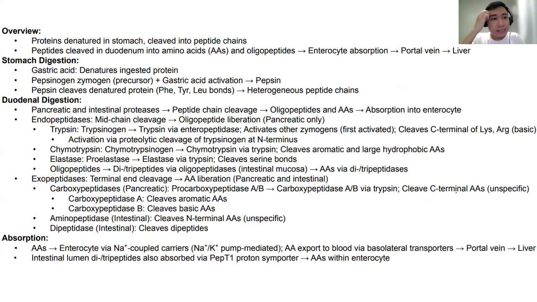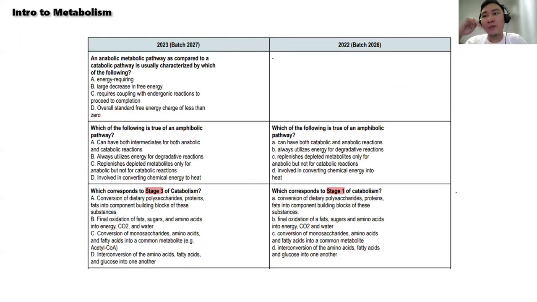Okay? So here's just the summary in text form. And so now we move on to the fourth one, which is the Introduction to Metabolism by Dr. Blas, which has 19 items in the cluster exam.